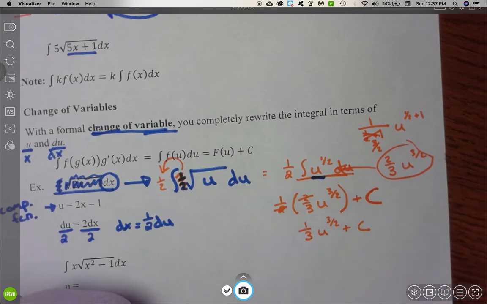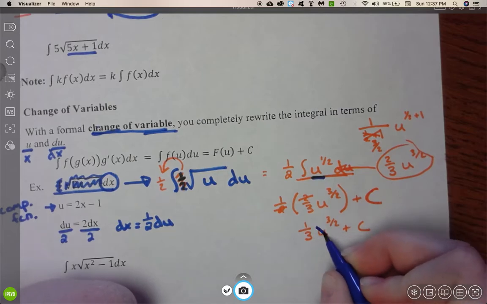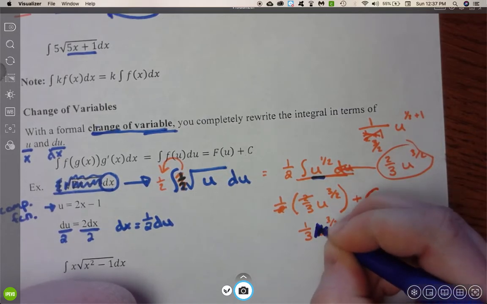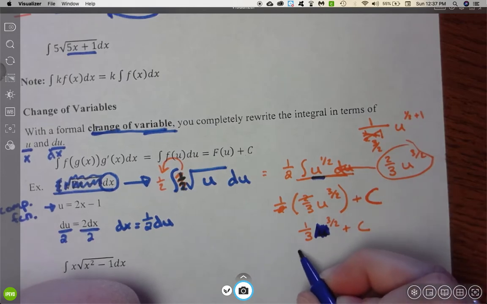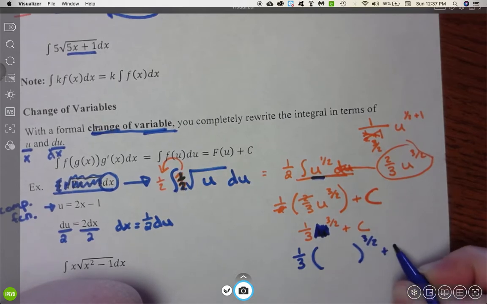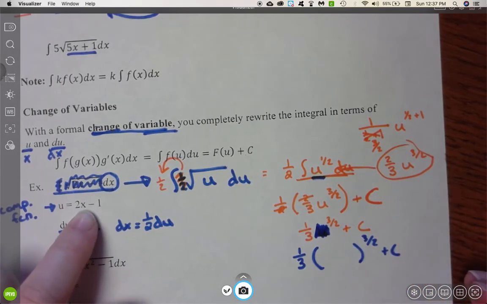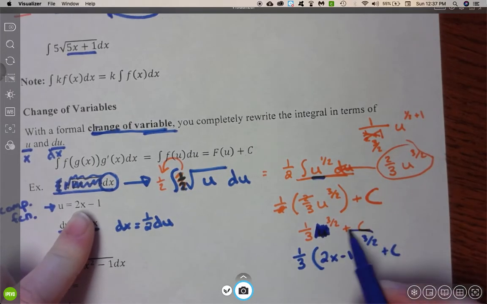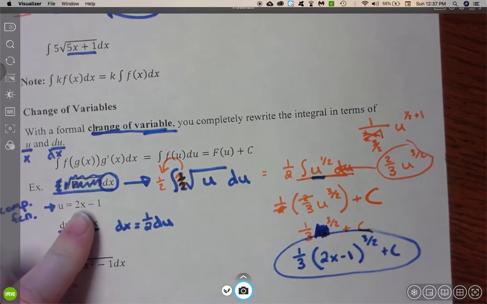The last thing I do is switch my variables back. I didn't want u to begin with, I wanted x, but we switched it to u to make it easier. So this u gets replaced with what we designated as u to start with: 2x minus 1. 2x minus 1 goes back through here, and this is my antiderivative. So it's kind of a messy process, but we're getting there.